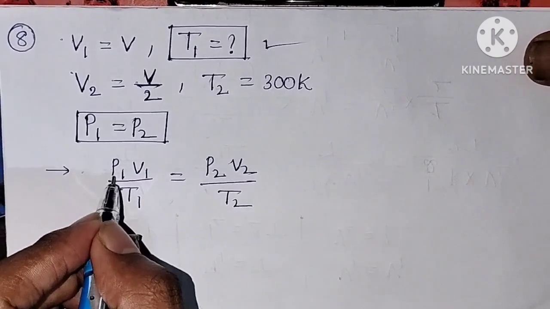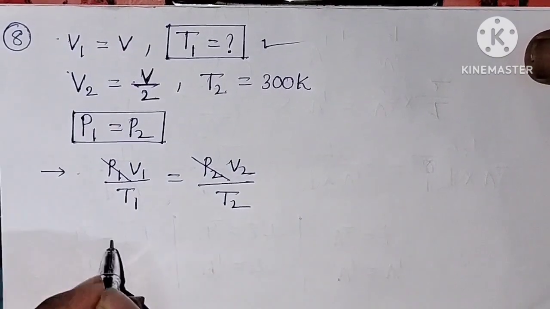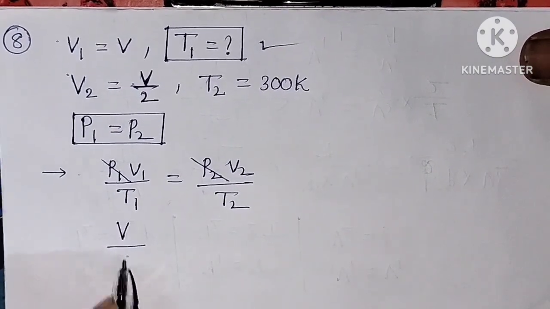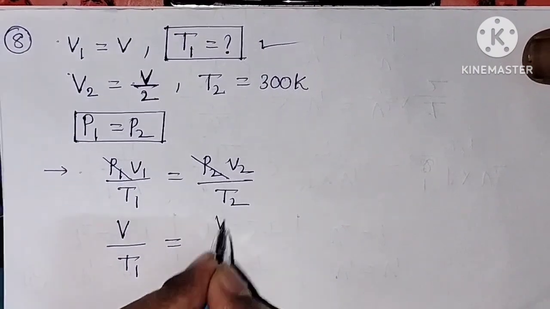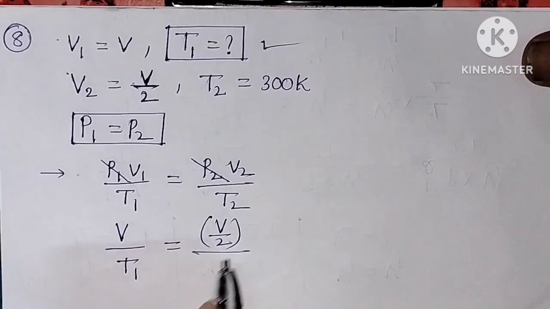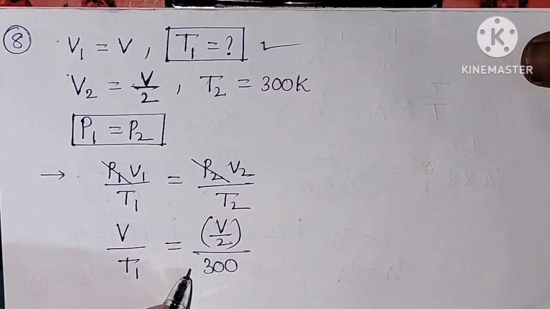So here P1 is equal to P2. Now P1 and P2 get cancelled, and V1 is equal to V, and T1, we have to find the value of T1. V2 is half of its original volume, V by 2, and T2 is 300 Kelvin. Now apply crosswise multiplication.